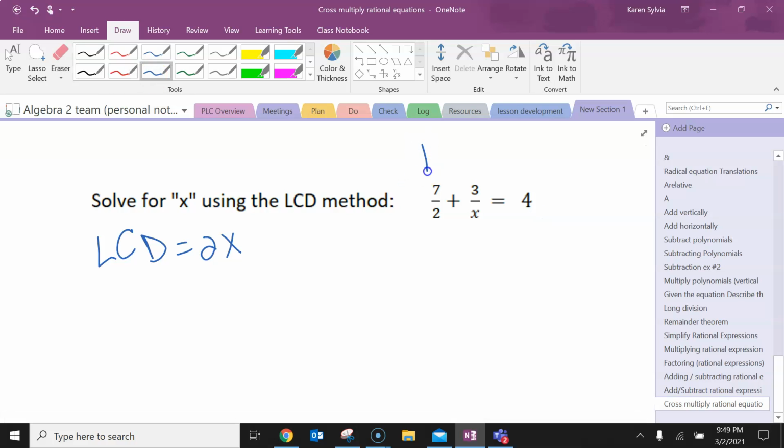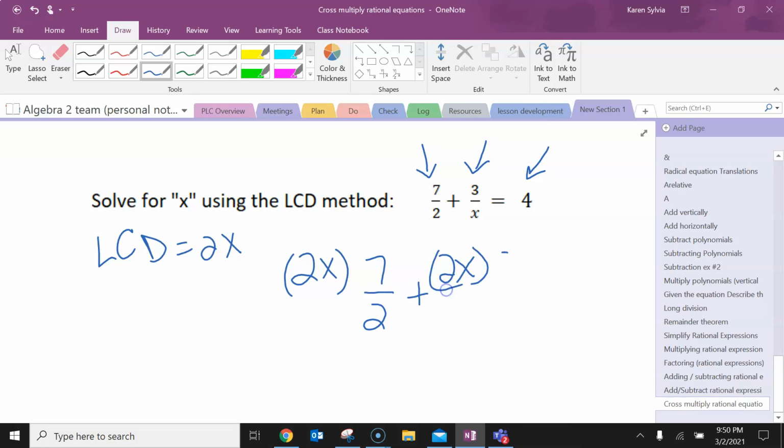Now what I need to do with this is multiply each term, each piece. There are 3 terms here: 1, 2, and 3. I need to multiply 2x by each term. And what will happen as a result, since I'm using the least common denominator, is all of our denominators will be eliminated. And that's our goal. So if I take 2x and multiply that by 7 over 2, and then I take 2x and multiply that by 3 over x, and then take 2x and multiply that by 4, my result will be below.